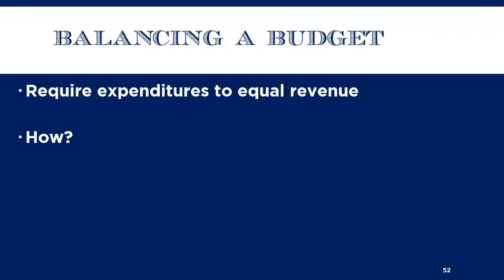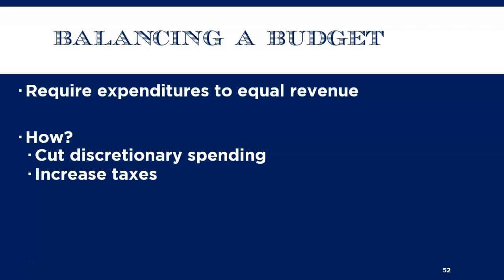Well, how do you do that? You can cut discretionary spending. You have to spend on the mandatory stuff, but the discretionary spending you can cut. You can allocate less funds for certain things. Or you can increase taxes. And obviously both of these could cause certain constituents to not be happy. So therefore that doesn't happen a whole lot, which is why we have such an insurmountable federal deficit.